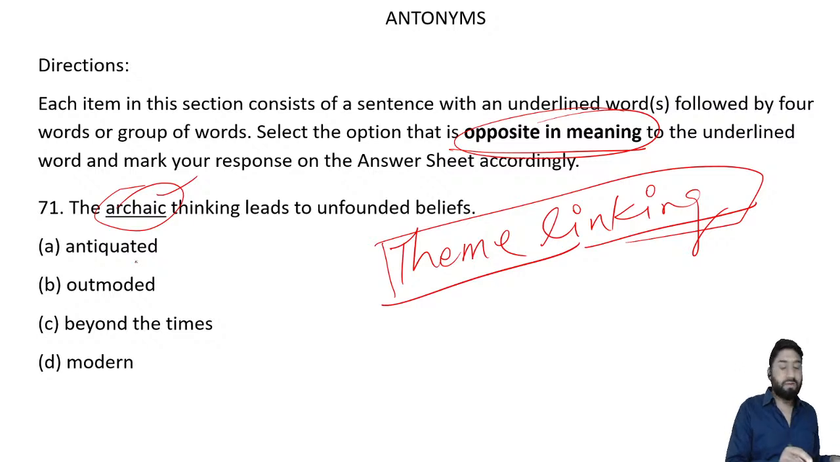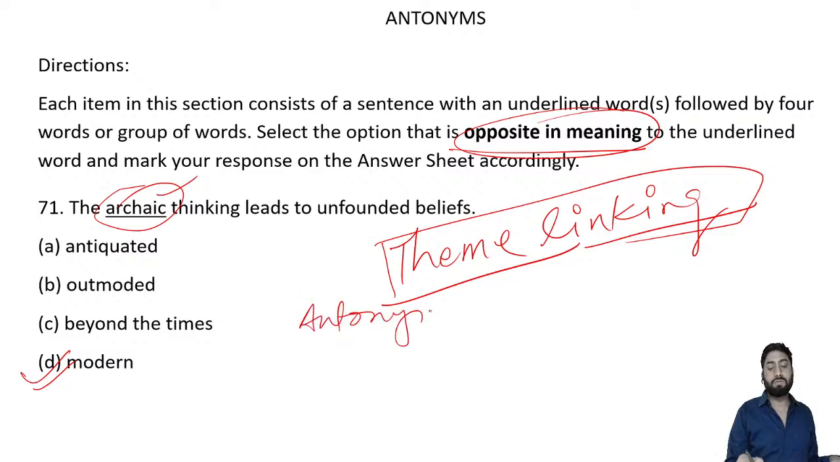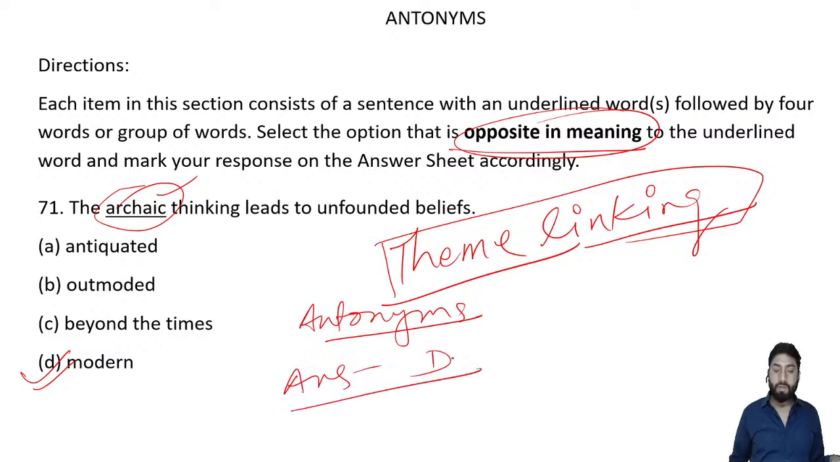तो इसका ऑपोजिट ढूंढना हमें. एंटीक्वेटेड तो फिलहाल इसका सिनोनिमस हो गया, आउटमोडेड भी वही हो गया, बियॉन्ड द टाइम्स भी वही हो गया, मॉडर्न इज दी एंटोनिम. देखो, एंटोनिम ढूंढना है हमें, so the answer is D, right? So if you do it with the help of theme linking, it actually helps in antonyms and synonyms.